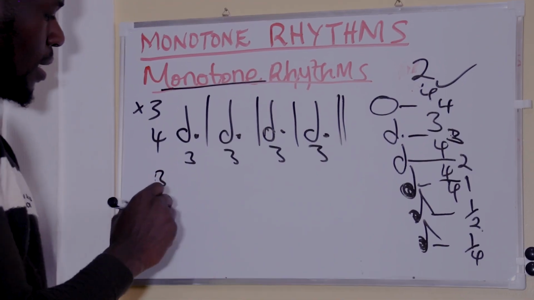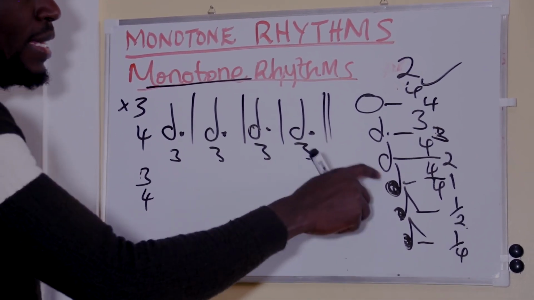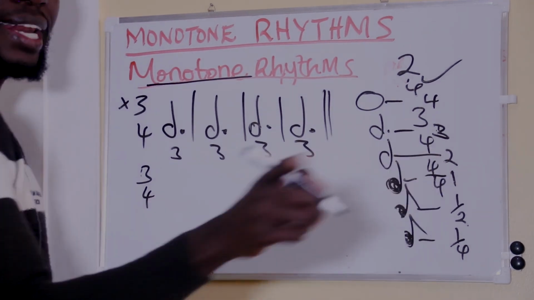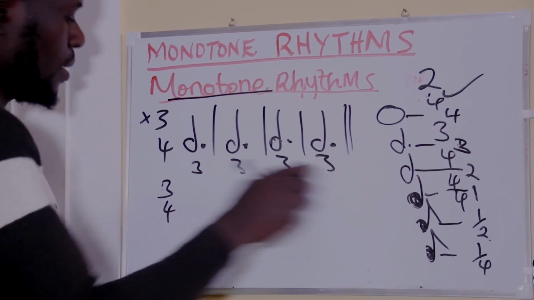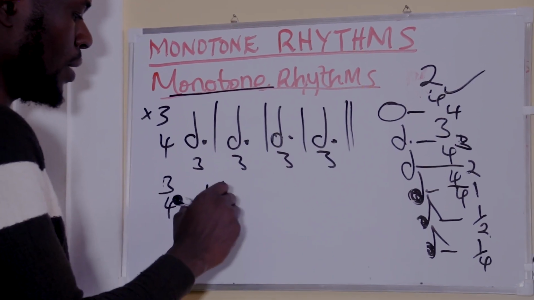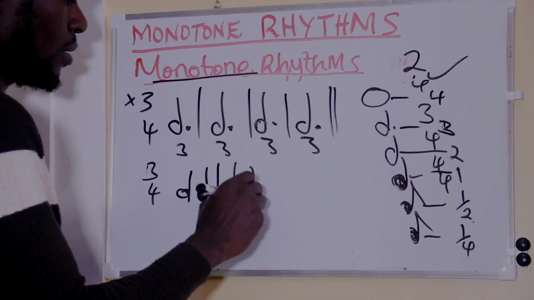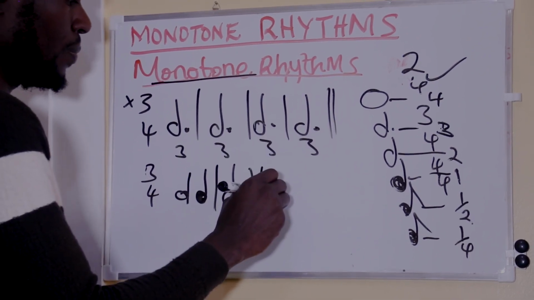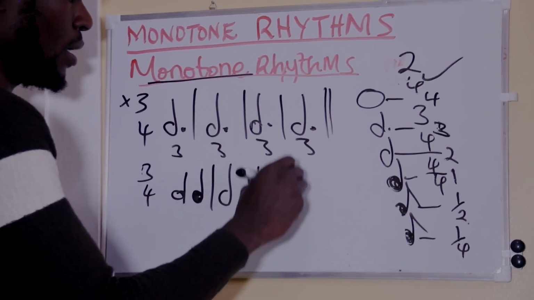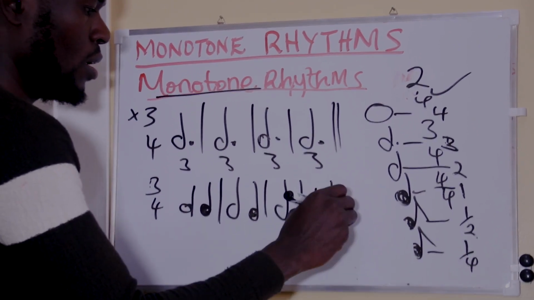3 4 time signature. Tutumie gani? Tutumie hii na hii. 2 plus 1, 3. So a minim plus a crochet. A minim and a crochet, like that, a minim and a crochet.